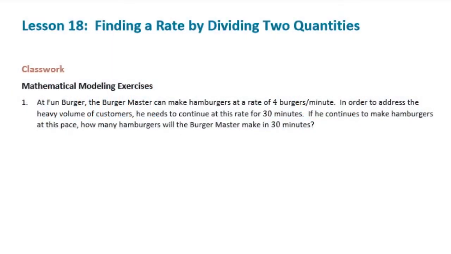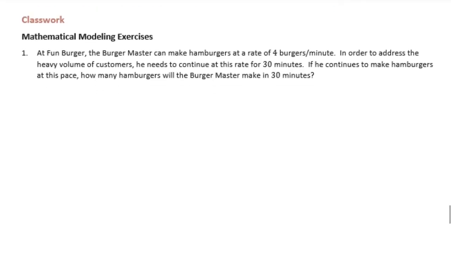Sixth grade, module one, lesson 18, classwork. Number one, at Funburger, the burger master can make hamburgers at a rate of 4 burgers per minute. In order to address the heavy volume of customers, he needs to continue at this rate for 30 minutes. If he continues to make hamburgers at this pace, how many hamburgers will the burger master make in 30 minutes?